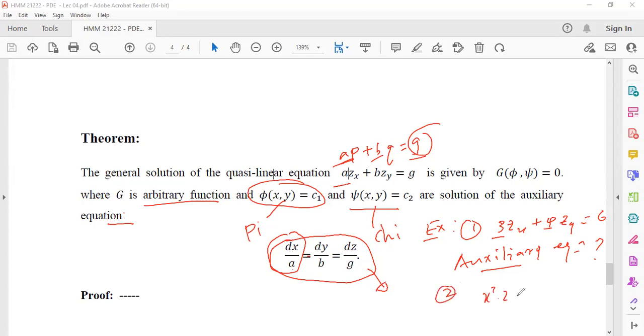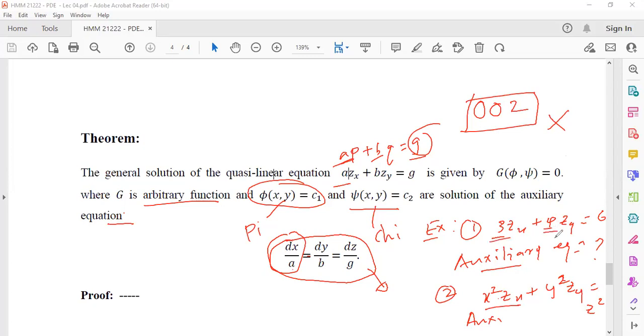Okay, can you try this one? x squared z_x + y squared z_y is equal to maybe z squared. Okay, everyone answering, thank you. I need registration number 002 also, otherwise I will take as absent, surely. Okay, can you write this auxiliary equation? You have to know the coefficients a, b can be scalars as well as any functions of x, y, okay?